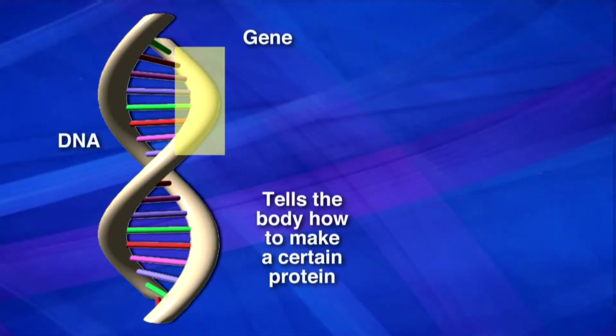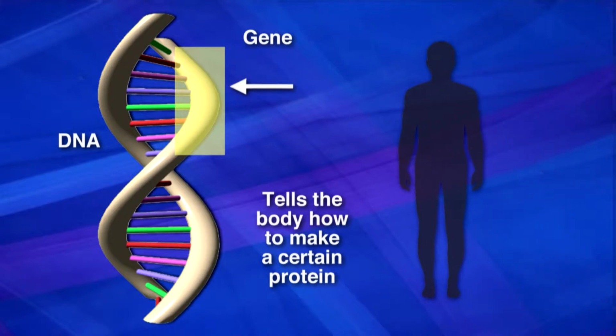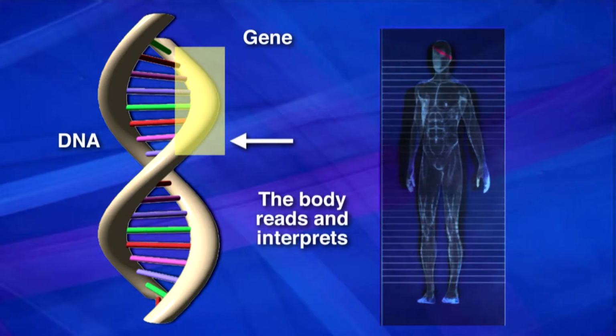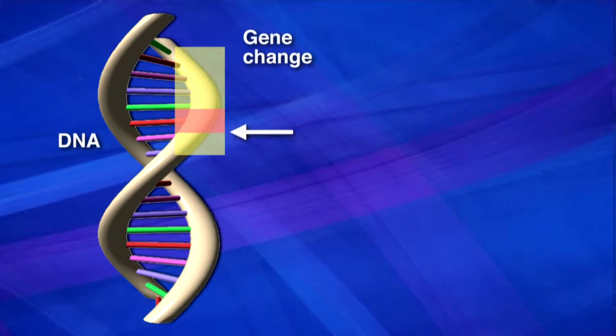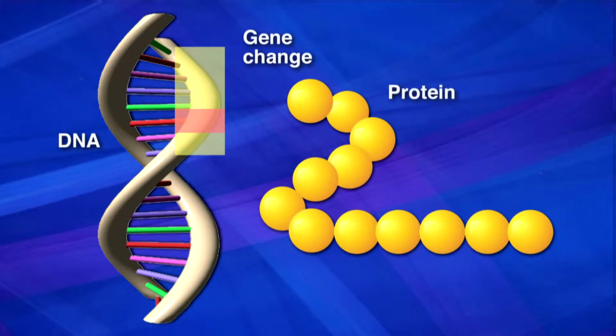A gene is a section of DNA that tells the body how to make a certain protein. Each gene is like an instruction which the body reads and interprets. If there is a change in a gene, also called a mutation or variant, then this can alter the function of the gene and therefore the protein for which it codes.